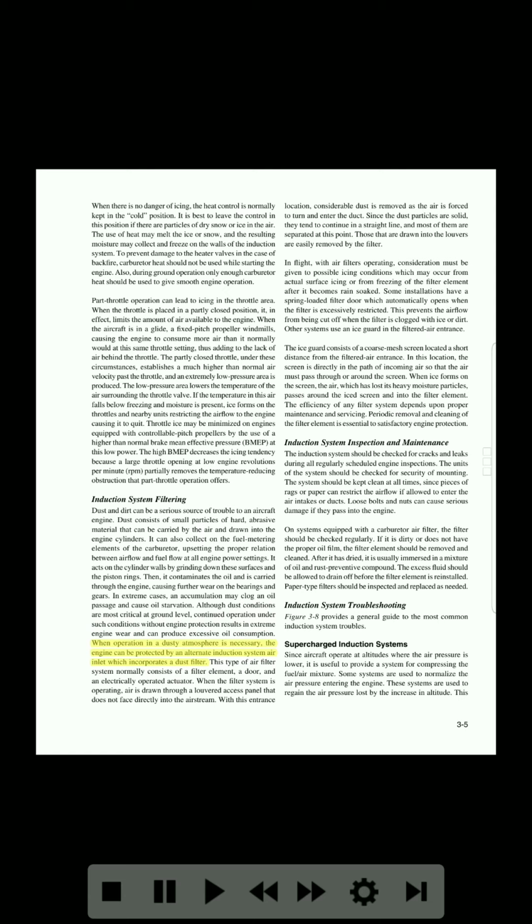When operation in a dusty atmosphere is necessary, the engine can be protected by an alternate induction system air inlet, which incorporates a dust filter. This type of air filter system normally consists of a filter element, a door, and an electrically operated actuator.